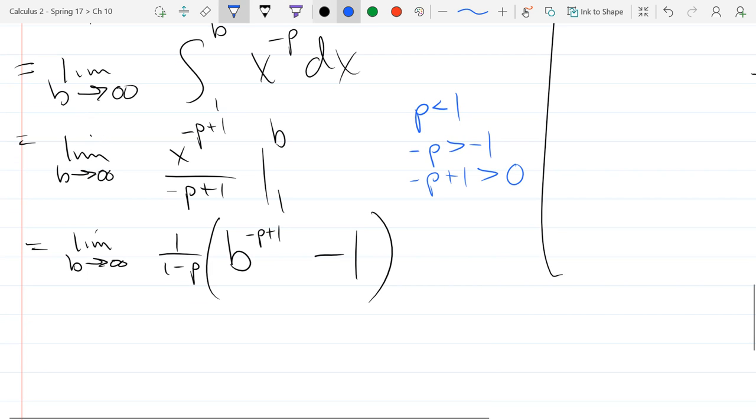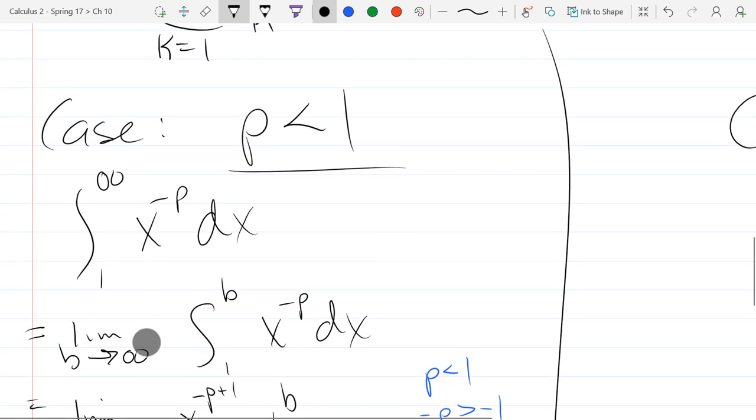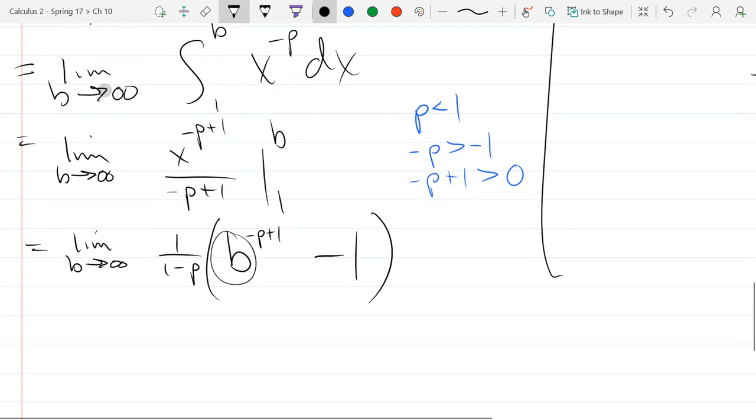So what in the world is this limit? We've got a number that's getting bigger. This base is getting bigger and bigger, but the power it's raised to is positive. So what happens? You have a number getting really big raised to a positive power. What's that? This is the left side, so we're doing the p less than 1 case right now.